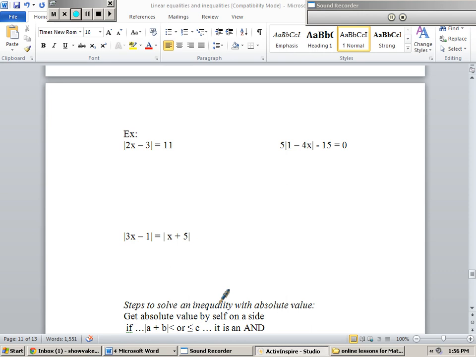Now, one thing I don't have up here, but I want to point out to you, if I solve for the absolute value of 2x minus 1 equals negative 3, I don't even need to solve this. I already know it's no solution. If you get an absolute value by itself and it equals a negative number, there will be no solution because an absolute value can't equal a negative number. But you have to get it by itself before you make that decision.